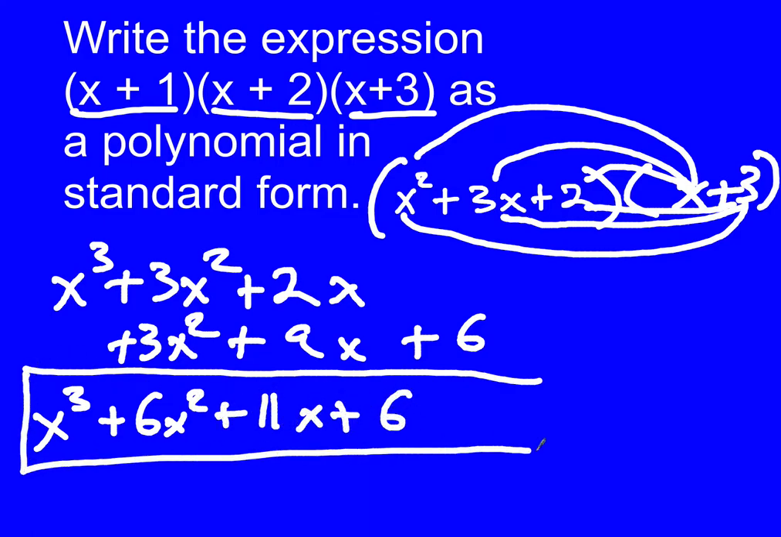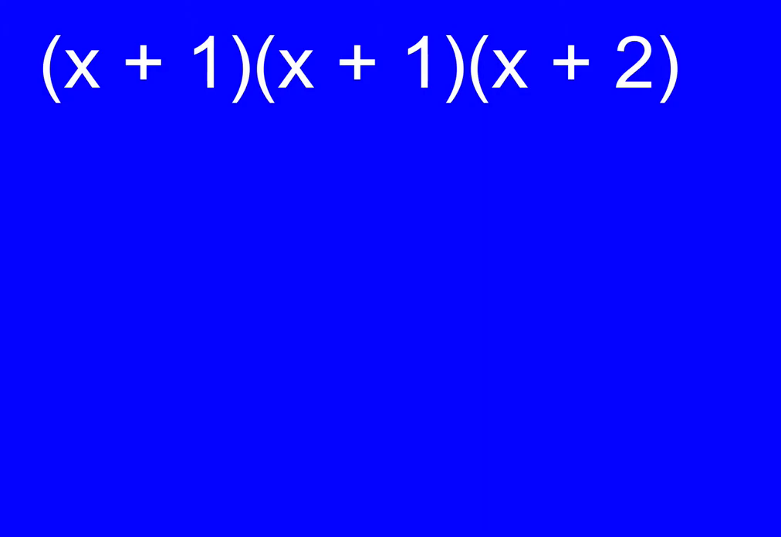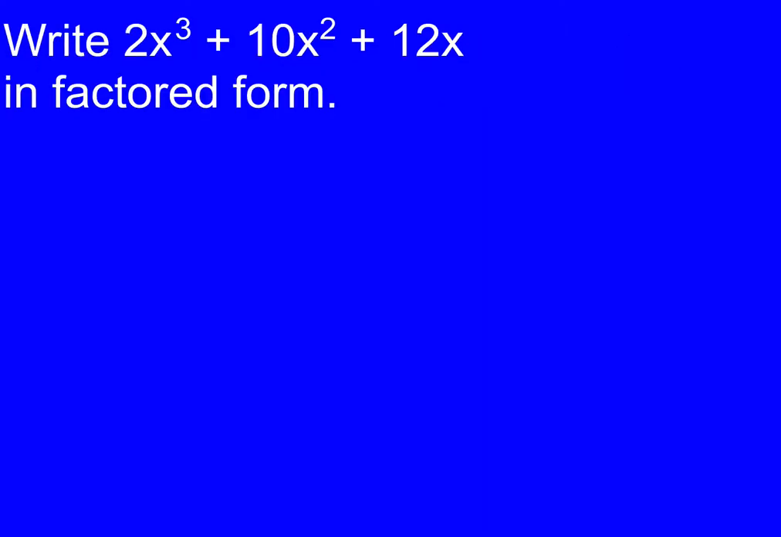This is the polynomial expression in standard form. Standard form has the highest degree first, and then in descending order. So highest degree, second highest degree, third highest degree, lowest degree. So that's how you write an expression in standard form. If you need extra help, I'm going to do this one in the extra help video.